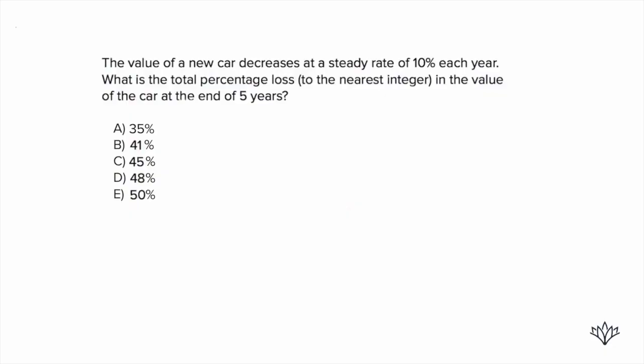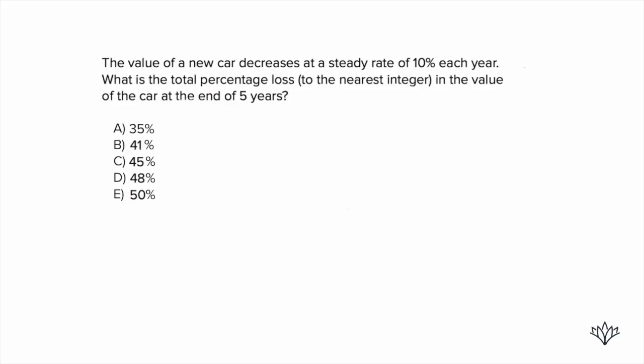So this question looks like it's a little challenging, but we actually can use one of our main strategies for this. So we have the value of a new car decreases at a steady rate of 10% each year. What is the total percentage loss to the nearest integer in the value of the car at the end of 5 years? So we have a percentage question. We don't have a starting value, so what can we start with? 100. So let's do that. We'll start with 100. It's asking what happens at the end of 5 years.